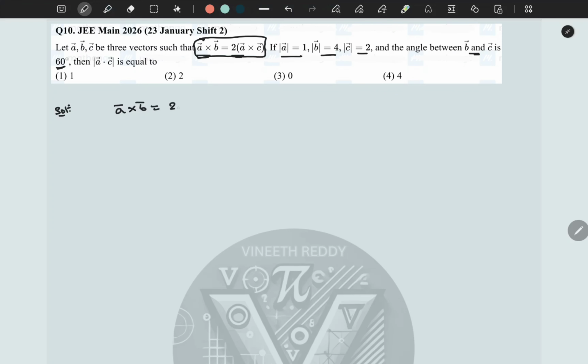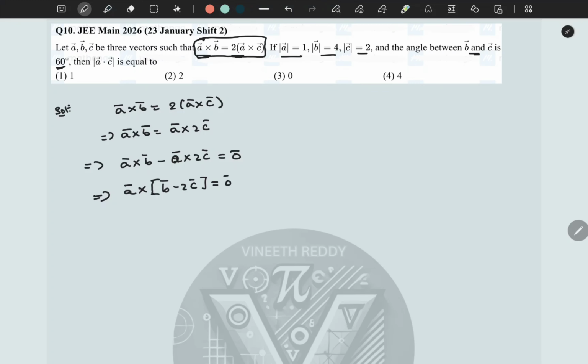So what do we do? A cross B is nothing but twice of A cross C. We can write this as A cross B is equal to A cross 2C. Let me bring all the vectors to the left hand side. We get A cross (B minus 2C) is null vector. I think I can definitely take A vector common. So we get A cross (B minus 2C) equals null vector.